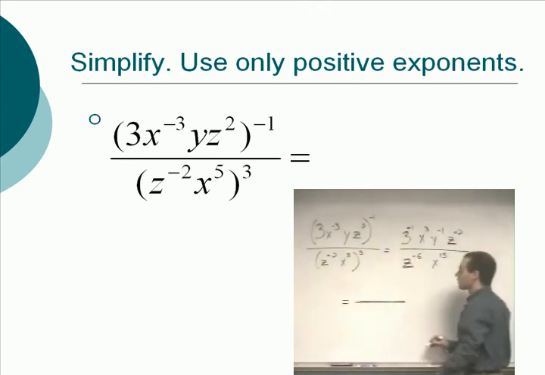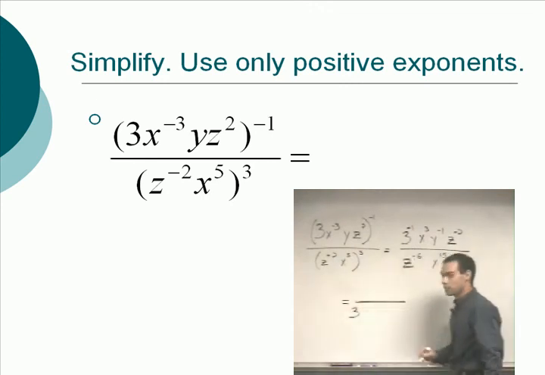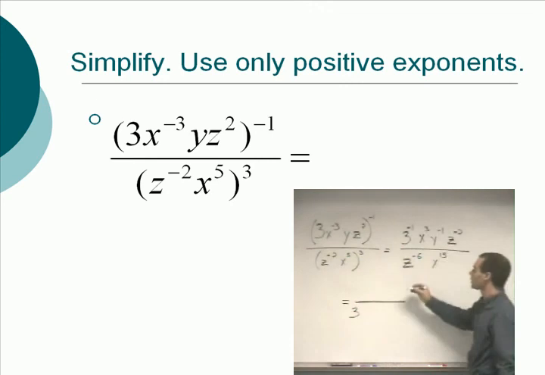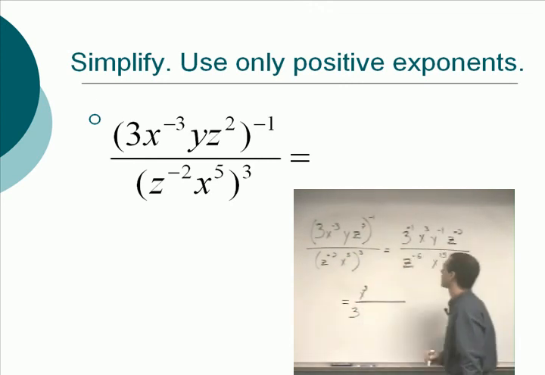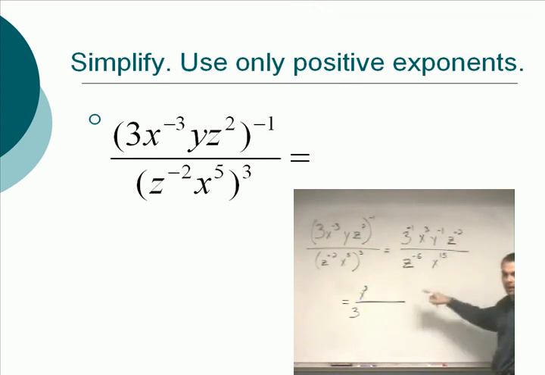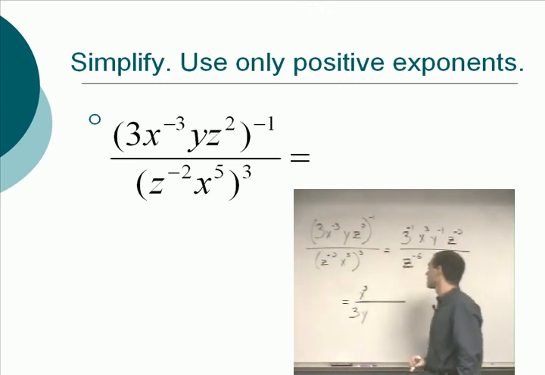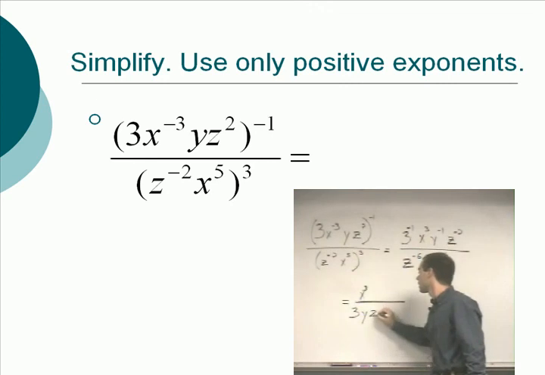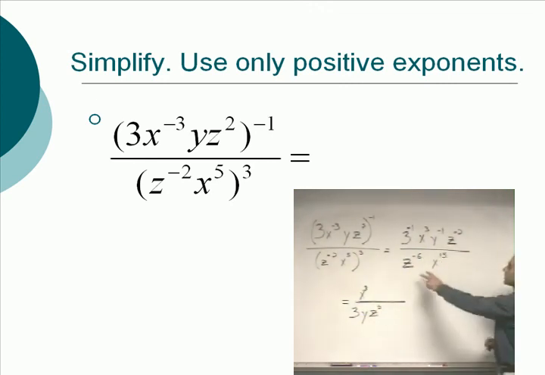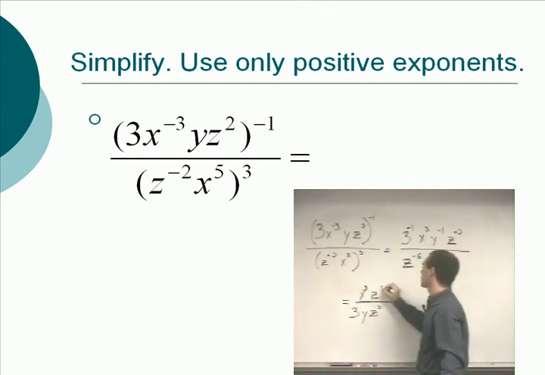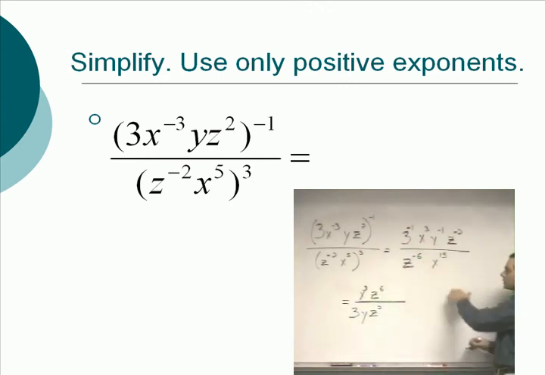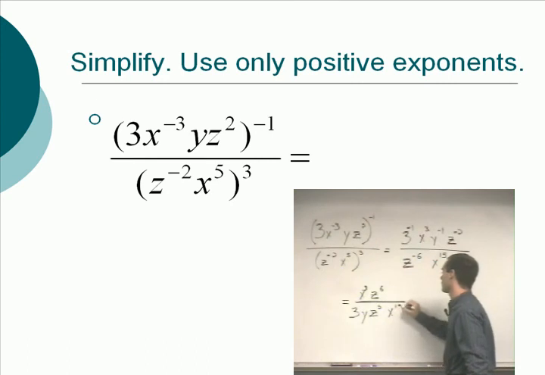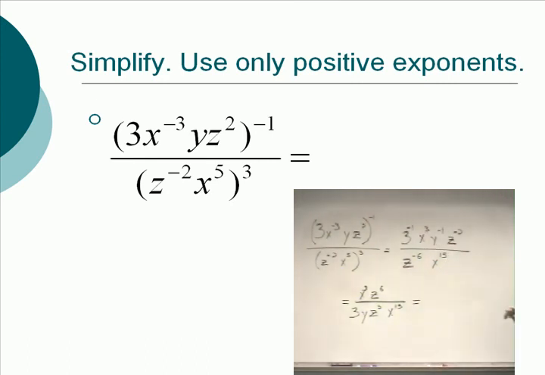So let's bump that 3 down below, and it becomes 3 to the positive 1, or just 3. X to the third we'll leave up on top in the numerator. Y to the negative 1 power, let's drop that down below. And z to the negative 2nd power, we'll drop that down below. Now we'll go down to the denominator. Z to the negative 6th. Let's make that positive by putting it up in the numerator. And x to the 15th can stay. And now all we need to do is do any canceling or combining of powers with like bases.